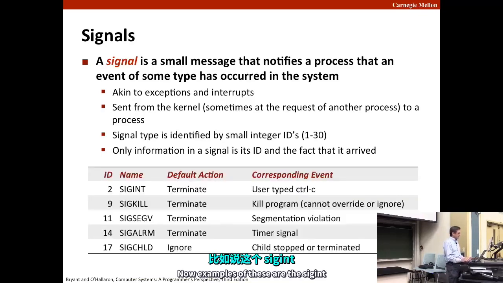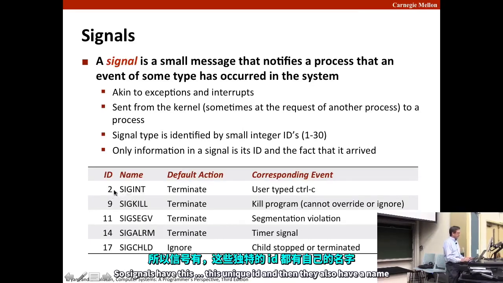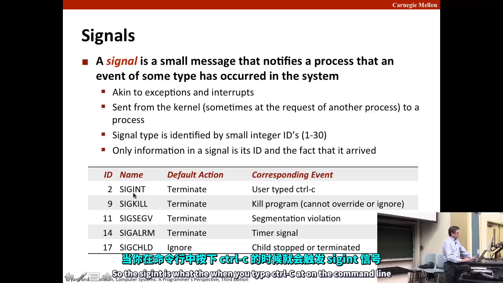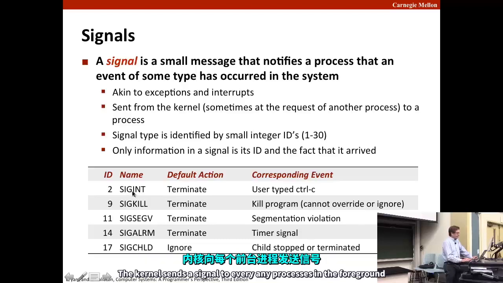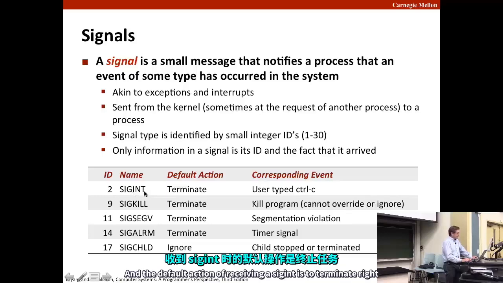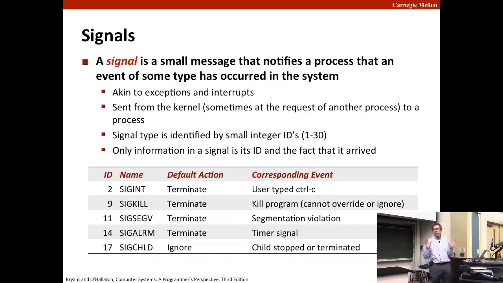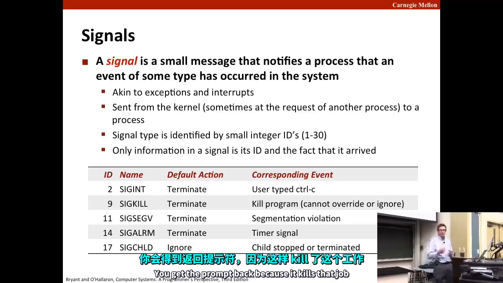Now, examples of these are the SIGINT. So signals have this unique ID, and then they also have a name. So the SIGINT is what, when you type Control-C on the command line, the kernel sends to any processes in the foreground. And the default action of receiving a SIGINT is to terminate. Right? So this is how, if you're running a foreground job, you hit Control-C, you get the prompt back because it kills that job.